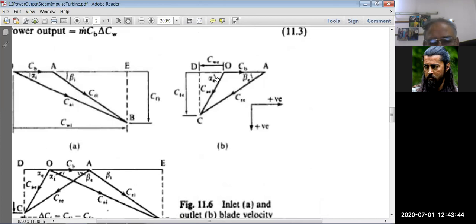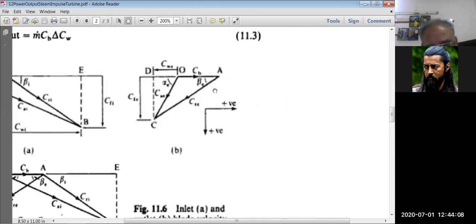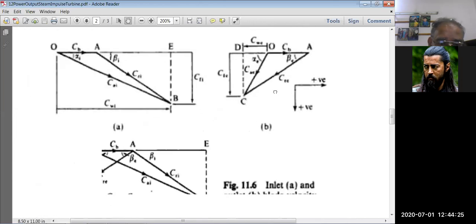Similarly here, this alpha E represents the angle which it makes with CB on the left hand side. This is alpha E, and this is the CB direction. The horizontal direction is the CB direction, and this is the exit velocity vector. So this vector makes angle alpha E with the horizontal direction. This is called the air velocity angle at the outlet. Beta E is the blade angle at the exit, because the angle between CB, the blade velocity vector, and the relative velocity of air vector is called the blade angle.